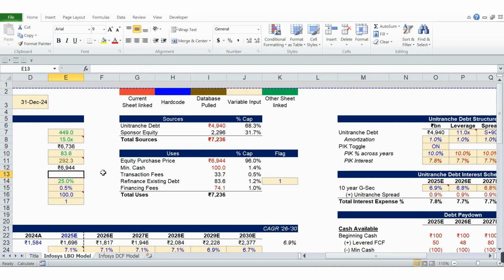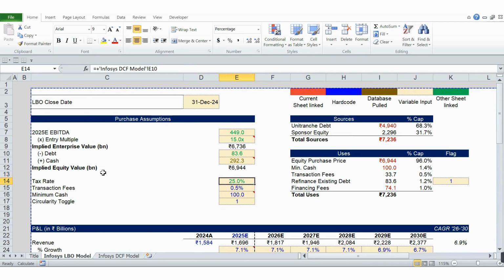Next we have the tax rate. Tax rate is again linked to the DCF model. For India, the corporate rate being taken is 25%. Then there are transaction fees. When these kinds of transactions happen, there are a lot of advisors, be it legal advisors or financial advisors, who also have certain fees linked to the transaction. Generally it is somewhere around 1%, plus or minus 0.5%. So here, for simplicity, we have taken it as 0.5%.